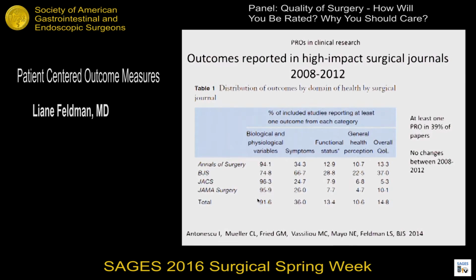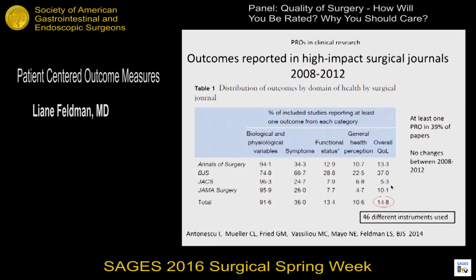this is clinical research, so over 90% of the papers reported these biologic and physiologic variables, but only 36% reported symptoms. Only 39% had any patient-reported outcomes in them. And so only 13% had functional status, and only 10% had health-related quality of life. And this didn't change over the time that was looked at. What's also striking is we don't really know what we're doing here. So we have 15% of the papers that reported quality of life and used 46 different instruments to report that construct.